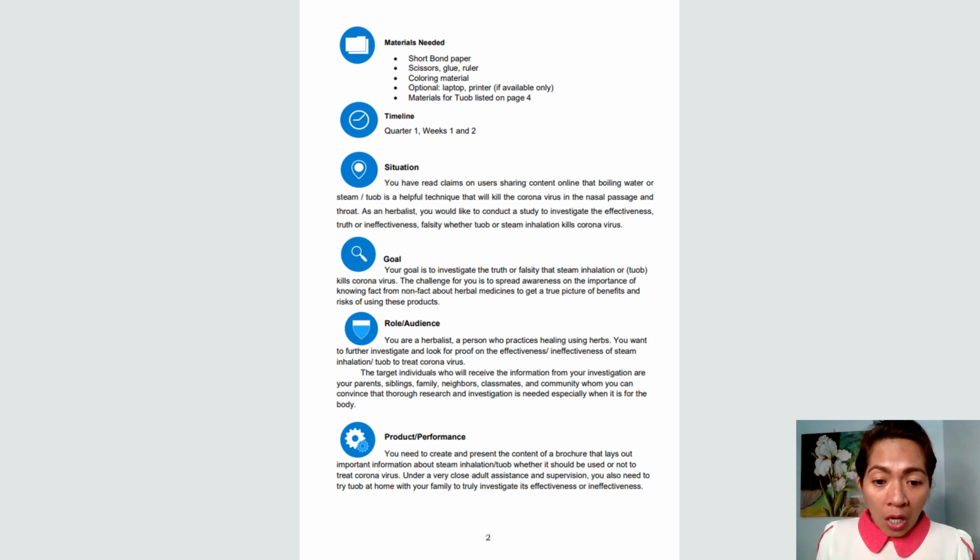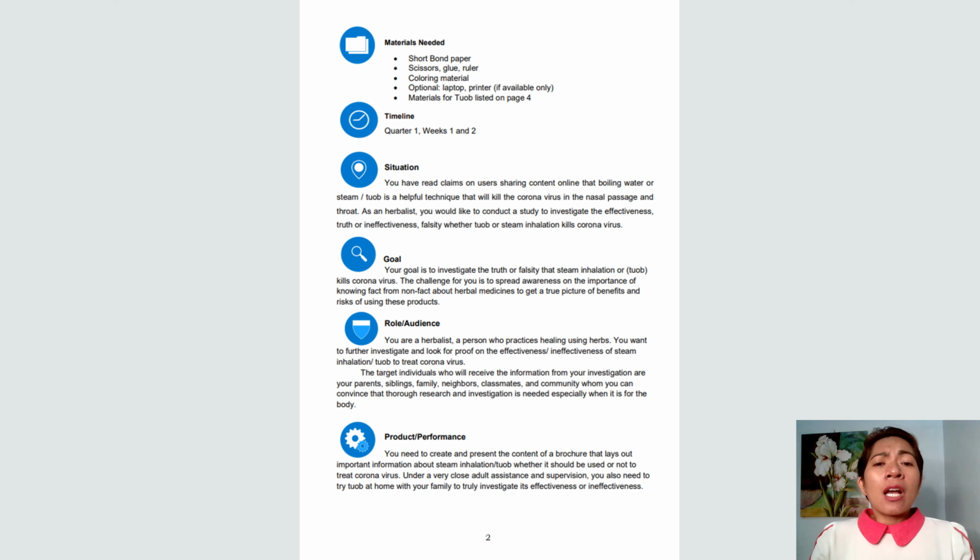The target individuals who will receive the information, the content of his brochure from your investigation, are your parents, siblings, family members, neighbors, classmates, and community. The neighbors, the people in the community, whom you can convince that through research and proper investigation, it is needed, especially when it is for the body. So, this is the role of the child.